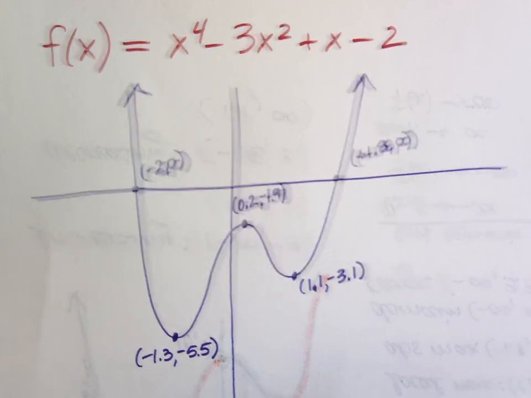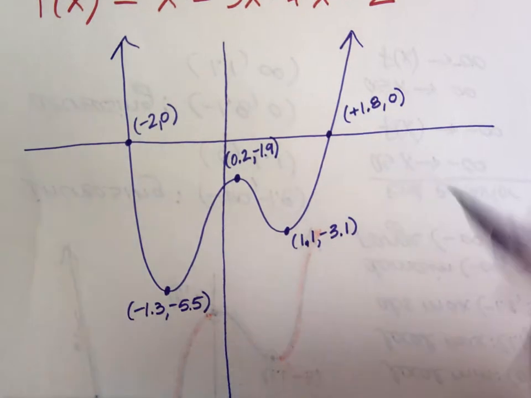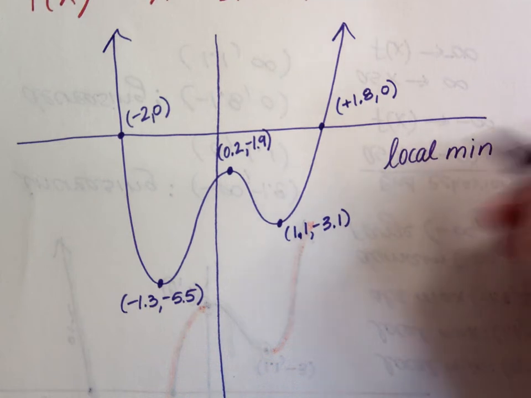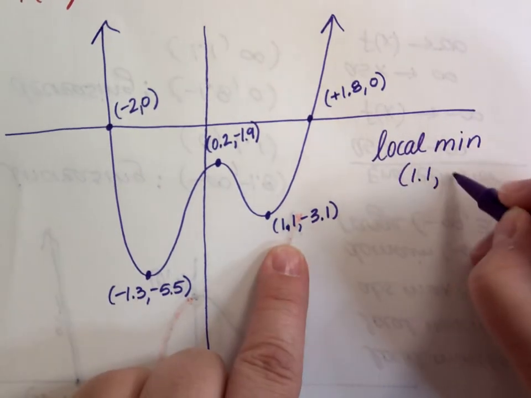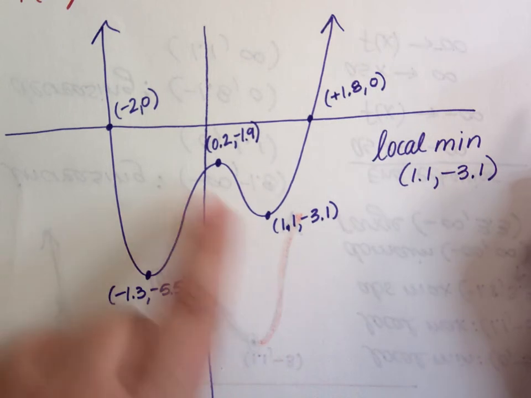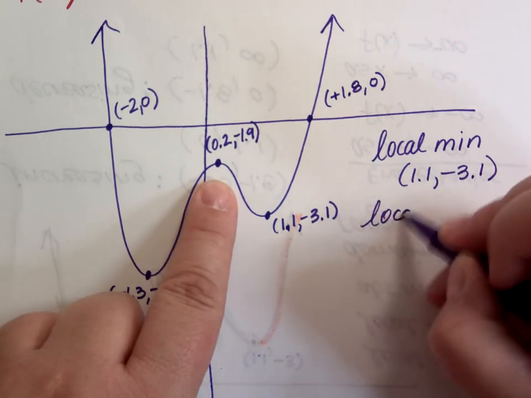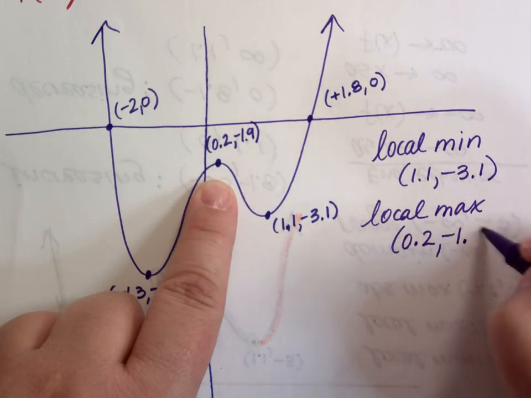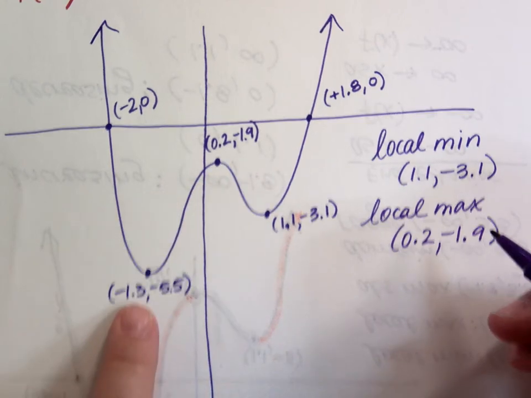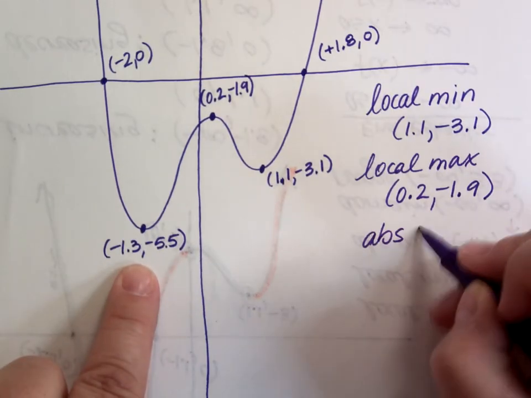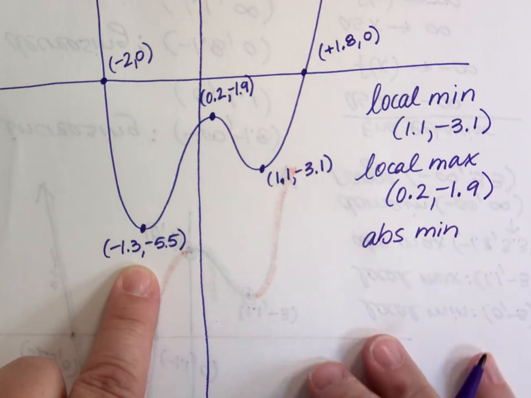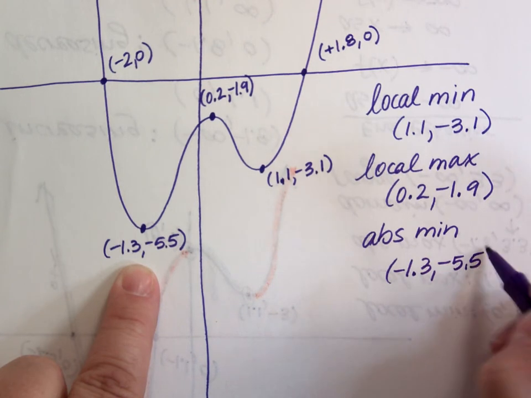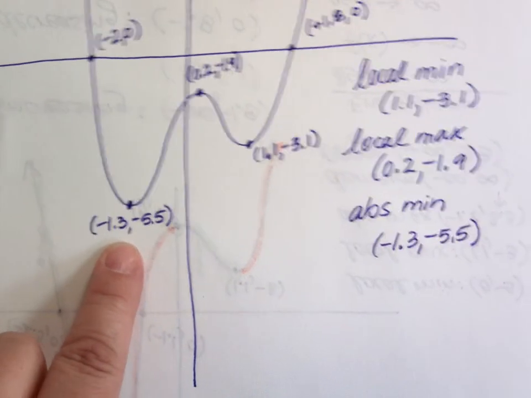So I'm ready to go ahead and start listing things. I have a local minimum at 1.1, and that local min is -3.1. I have a local max at 0.2, that is -1.9. I have an absolute minimum over here, lowest point for the whole graph, at -1.3, which is -5.5, meaning the lowest y value you will ever have for this graph is -5.5.